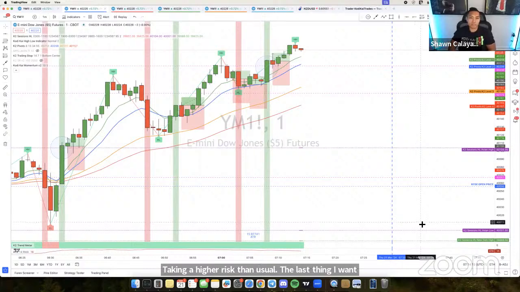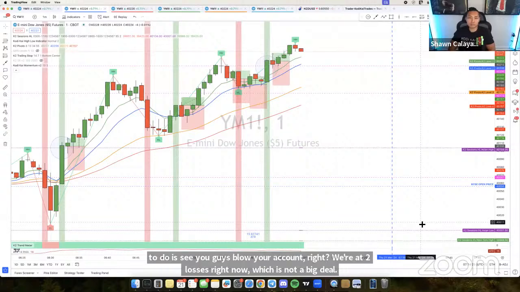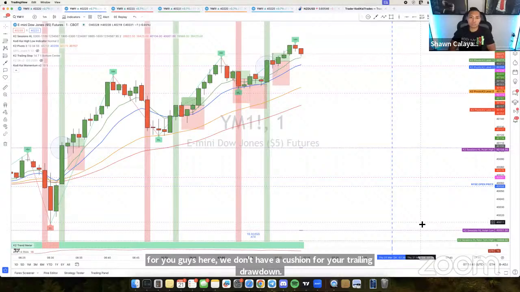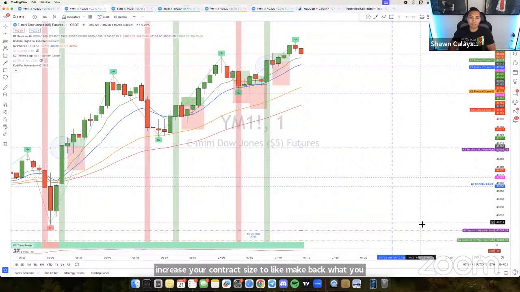We're at 2 losses right now, which is not a big deal. We're still technically at what we would consider break even for the week. It's just for the trailing drawdown. For me personally, the trailing drawdown is fine because I had cushion from our win streak from before. But for you guys who don't have a cushion, you have to be smart about it because you can't just increase your contract size to make back what you lost. You have to stick to where you're at and make sure it stays within the 4 loss parameter. Right now, I can lose 2 more trades back to back before I get into some trouble, but at the moment, I'm still fine.